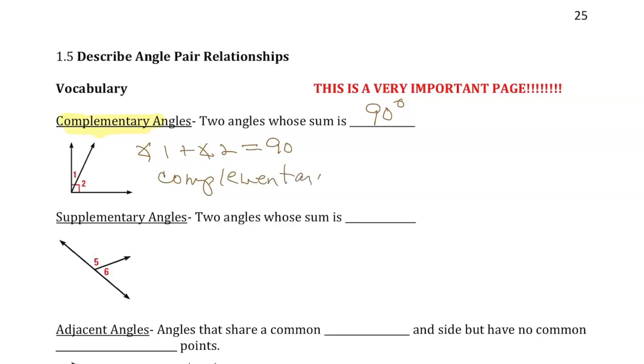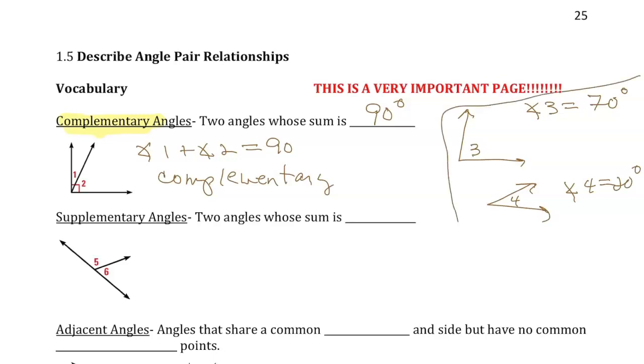They are also next to each other. That's not a requirement. So you can have this angle right here, and we'll call this angle 3, and I'm going to say angle 3 equals 70 degrees. And you can have another little angle, and we'll call that angle 4, and I'm going to say that angle 4 equals 20 degrees. They're not next to each other, yet these angles are also complementary.